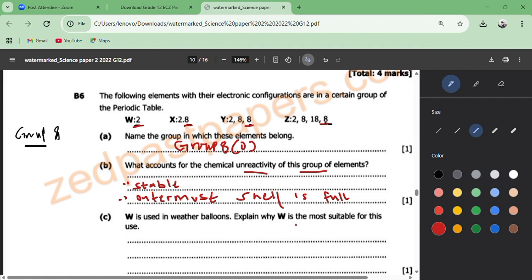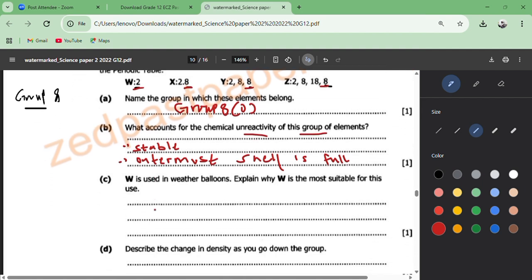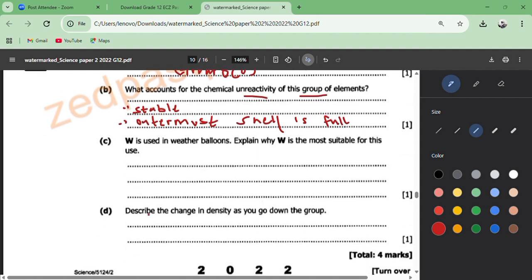Explain why W is the most suitable in weather balloons. First, before we even explain why it is suitable, what is the element W? That's very precise, very correct. It is less dense than air, and it is also safe and stable because these are unreactive. So it is less dense than air, it is safe and stable.